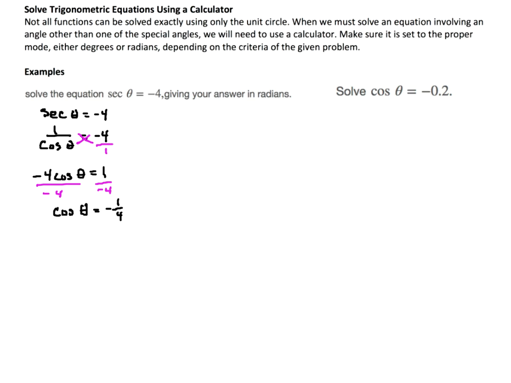Well, we know if the cosine of theta is equal to -1/4, the arc cosine of -1/4 is equal to theta. So that's how we find theta. We go to our calculator, put in arc cosine of -1/4, and we get here that theta is approximately 1.8235. However, that is not the only solution, believe it or not.